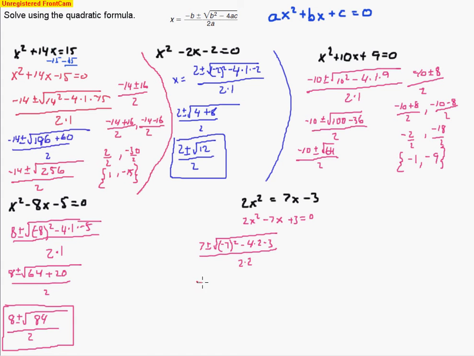Do some more work there, 7 plus or minus the square root, and then we've got 49 plus because of the two negative signs there. This makes 8 times 3 makes 24. And this is all over 4. So we have some more work to do.